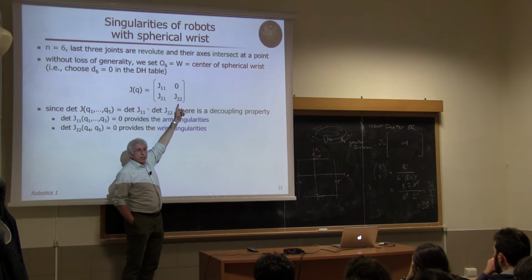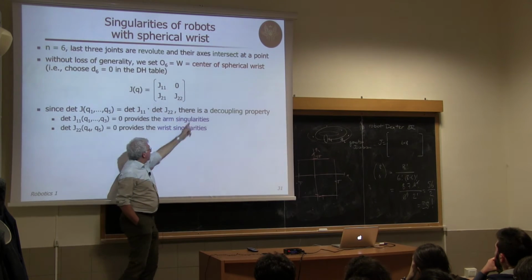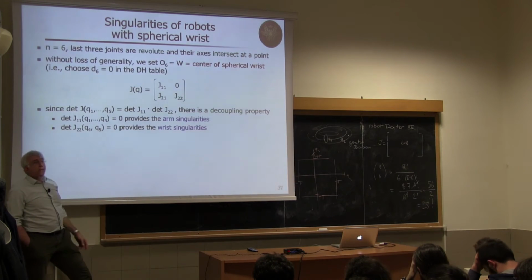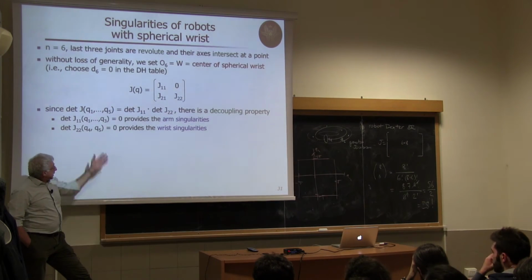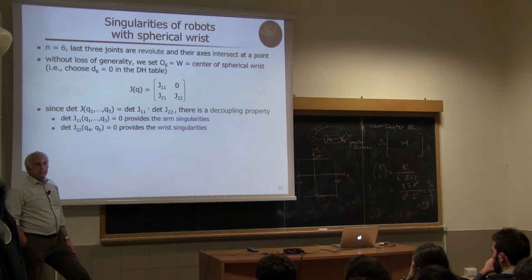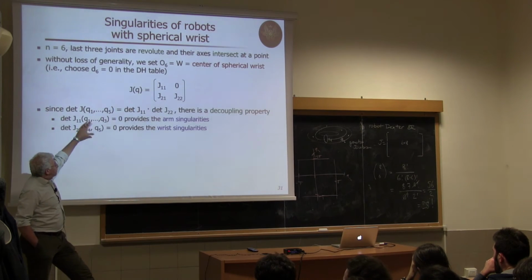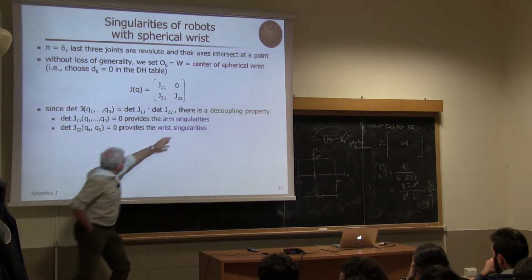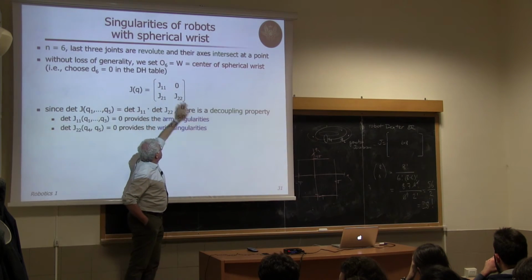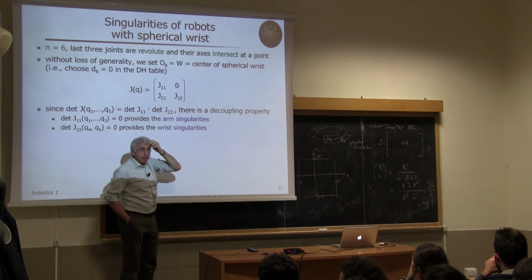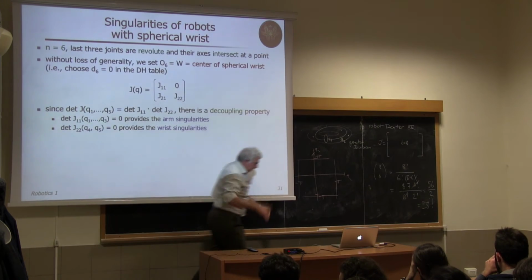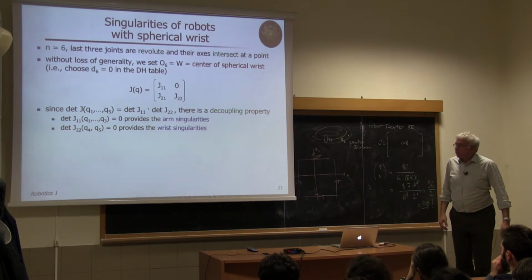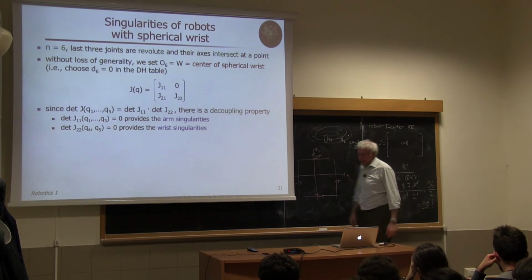When the determinant of J22 is equal to 0, and this typically depends only on q4 and q5, not on q6, then these are the so-called wrist singularities. And of course, you may be in a combined singularity where the first 3 variables give you a singularity of this block, and the last variables give you a singularity of this block. So you have a rank loss which is larger than or equal to 2. But you have this decoupling.